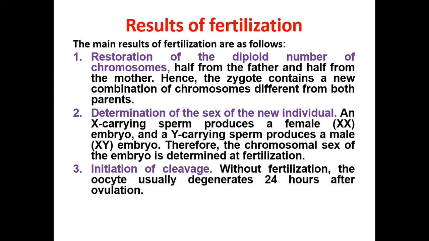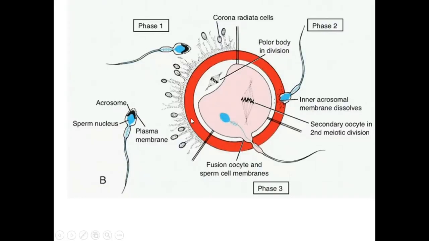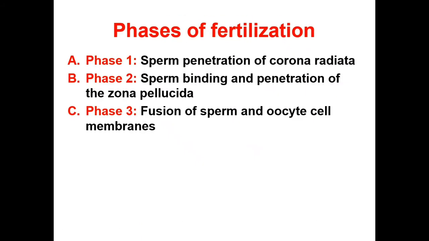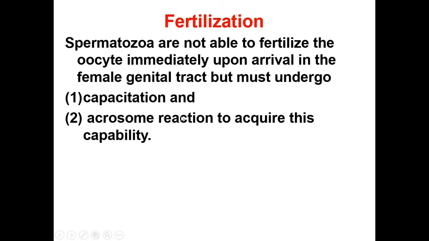First of all, let us look at the diagram: what are the phases of fertilization. These are the corona radiata cells, and this red line is the zona pellucida, which is the glycoprotein layer, and this is the secondary oocyte. When the sperm comes, it has to pass through two phases. Number one, the capacitation, and the acrosomal reaction, to acquire their capability.